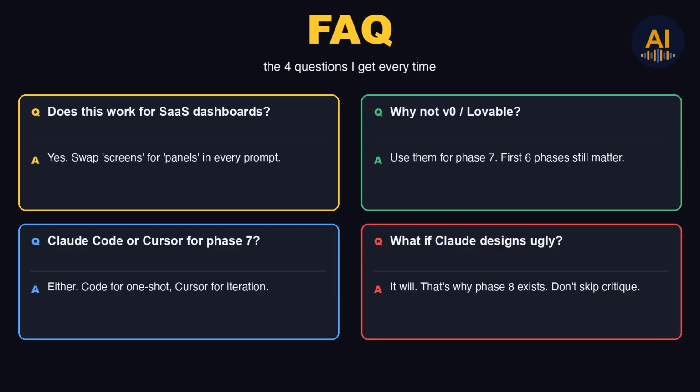3. Claude Code or Cursor for Phase 7? Either works. Claude Code if you want one-shot HTML. Cursor if you want to keep iterating with hot reload. 4. What if Claude designs something ugly? It will, often. That's why Phase 8 exists. The critique pass is where ugly becomes acceptable. Don't ship without it.